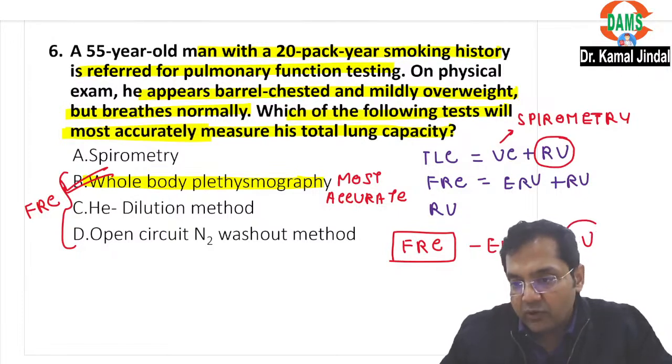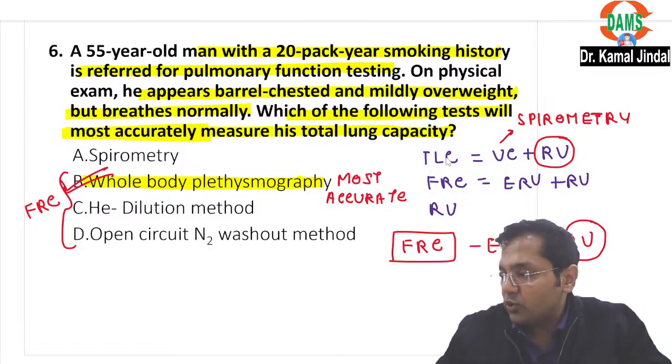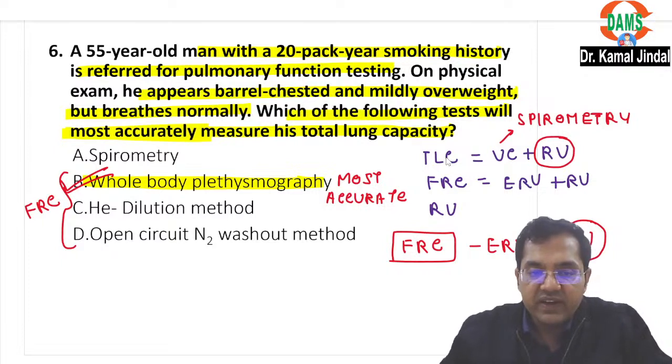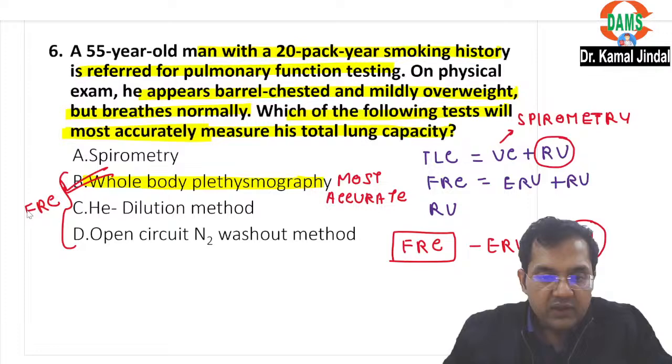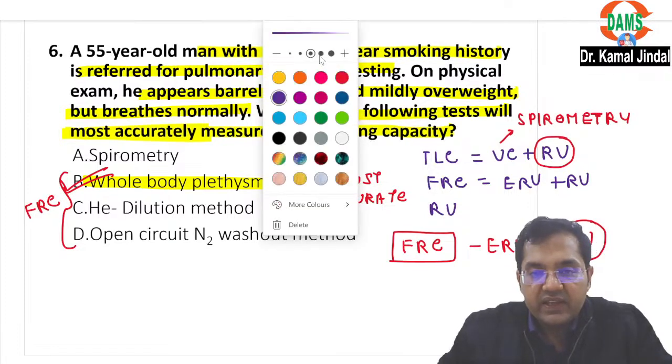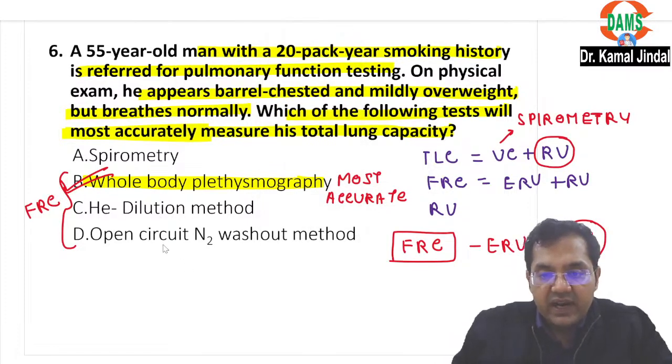Once I have got the value of residual volume, I will simply add to the ERV, vital capacity, and I will immediately find out total lung capacity, right? So basically we are finding it indirectly. Why is whole body plethysmography most accurate? Because it can even measure the air trapped in bullas.